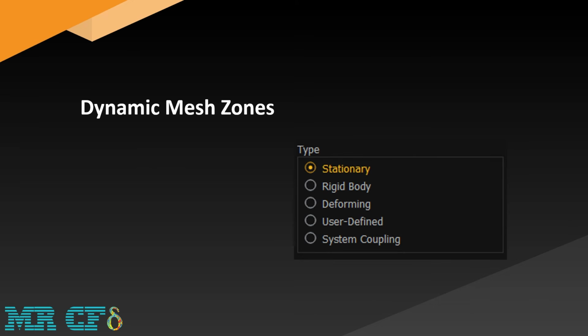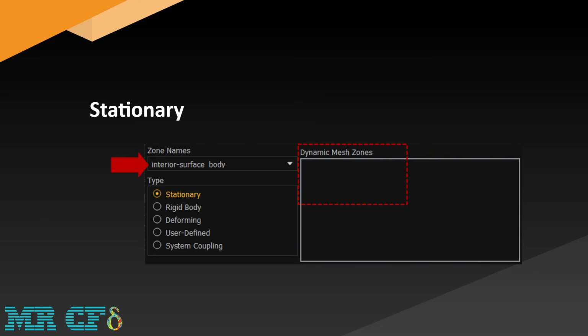For the initial step, we have to specify the type of movement for the desired dynamic area. There are different types of movement of dynamic areas, including stationary, rigid body, deforming, user-defined, and coupling system. For the settings related to the stationary area, we must first select the desired area that is supposed to be stationary in the dynamic mesh zone section.